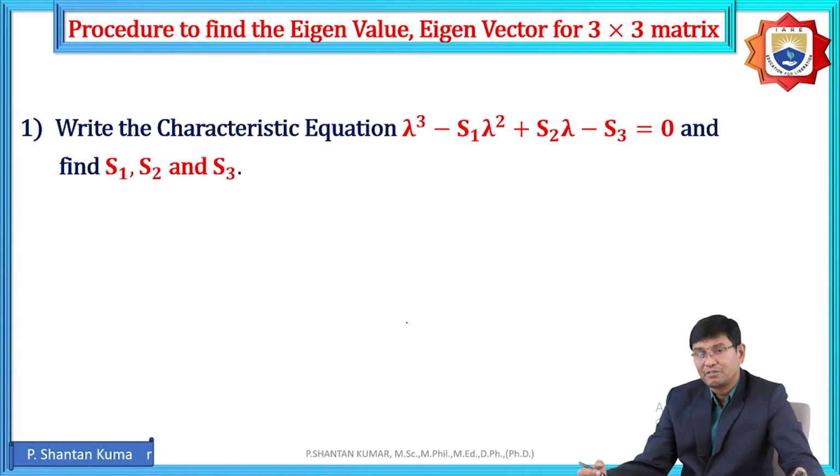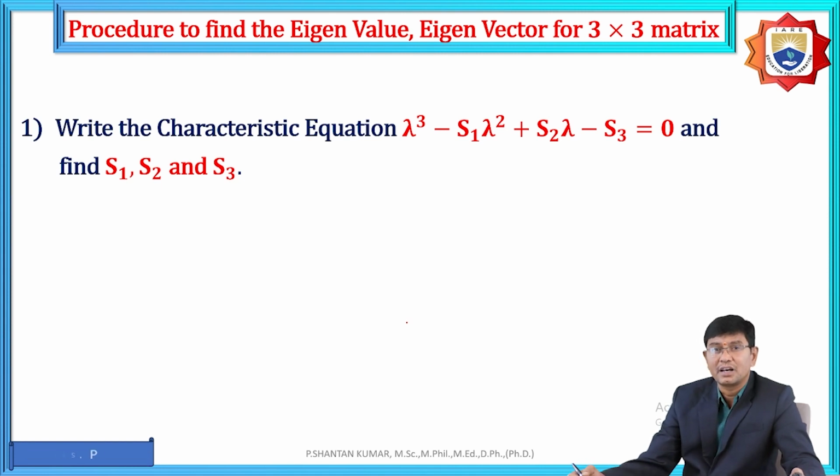When we are going to find the eigenvectors, first we need to find the eigenvalues. And the purpose of the working rule under finding the eigenvalues is this. Write the characteristic equation as the first step. That means we need to find it from the given 3 by 3 or 2 by 2 matrix.